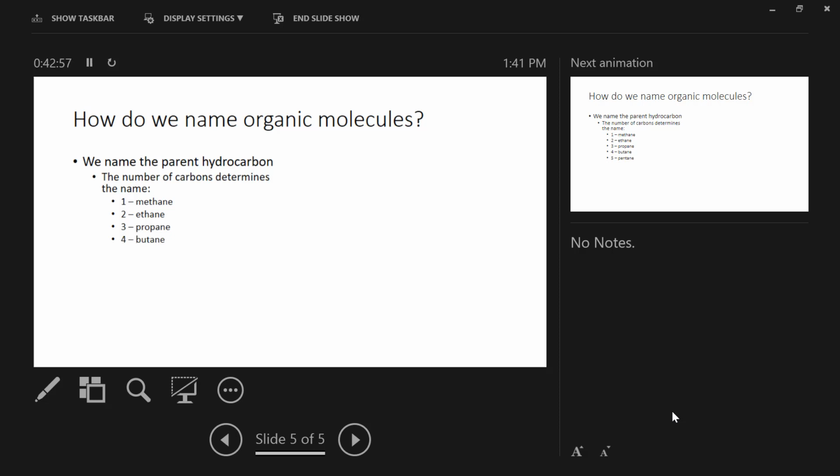If it has four, it's butane, or butene, or butyne. If it has five, it's pentane, or pentene, or pentyne. What if it has six? What do you think? Hexane. Hexane, hexene, hexyne.